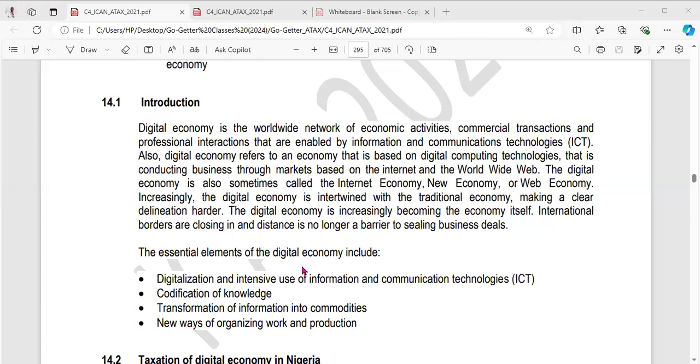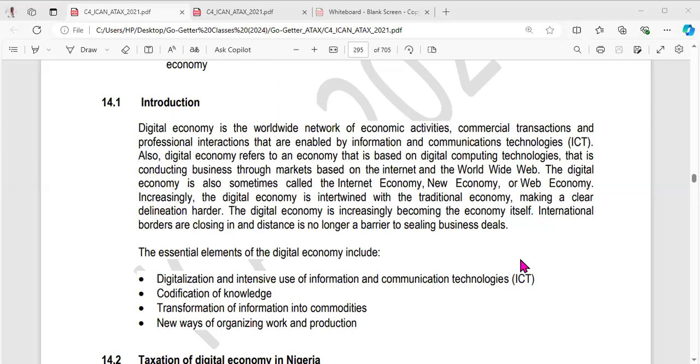Increasingly, the digital economy is intertwined with the traditional economy, making a clear delineation harder. And the digital economy is becoming an economy in itself. International borders are closing in and distance is no longer a barrier. So you see people trying to do importation or exportation with ease. You import things with ease, barrier of international borders are no longer there.